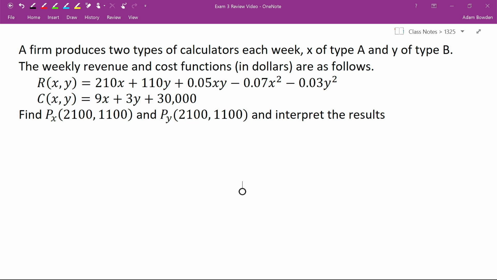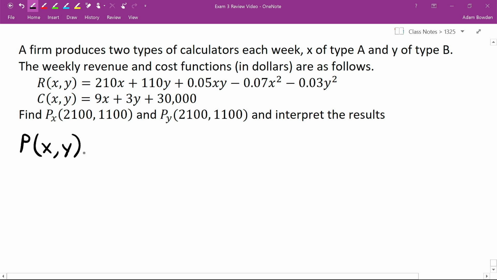On this next one, it says a firm produces 2 types of calculators each week, x of type A, I should say, and y of type B. There's revenue and cost functions listed below. These revenue and cost functions use both x and y because, again, there are 2 different types of things at work here, 2 different variables. It wants us to find this P and then the partial derivative P of x and the partial derivative P of y, and interpret the results. Now, what they mean by capital P is profit.